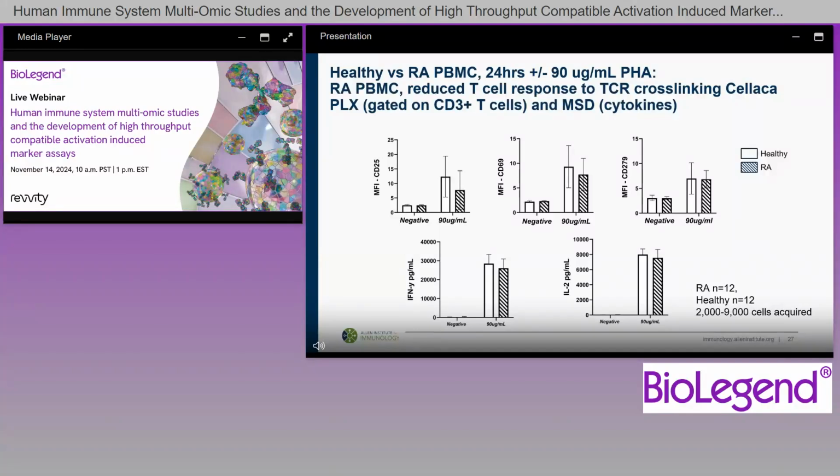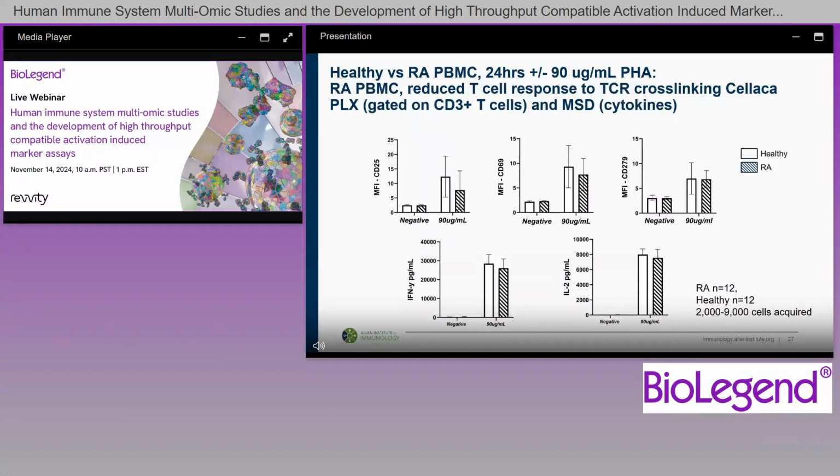After 24 hours, we took the supernatants for our MSD assay, and then we stained the cells using best practices in flow cytometry. And once the cells were stained, we ran the cells on the PLX. Here, we are comparing our unstimulated samples to our stimulated samples.